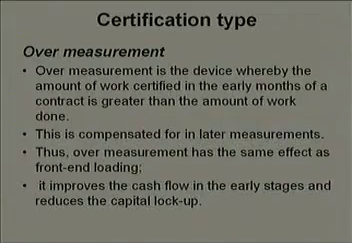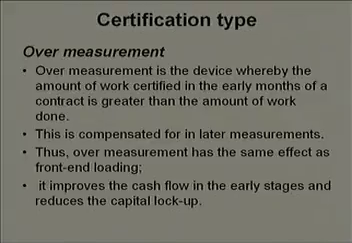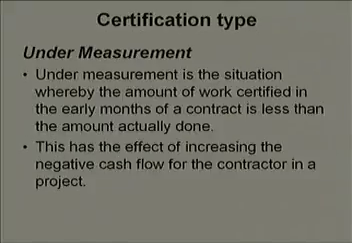Now, there are 2-3 more factors which affect project cash flow. This we have already covered. Certification type, for example, over measurement. Over measurement and under measurement also play a certain role. Over measurement, basically, is a device through which the amount of work that is certified in the early months of a contract is greater than the amount of work done, right.